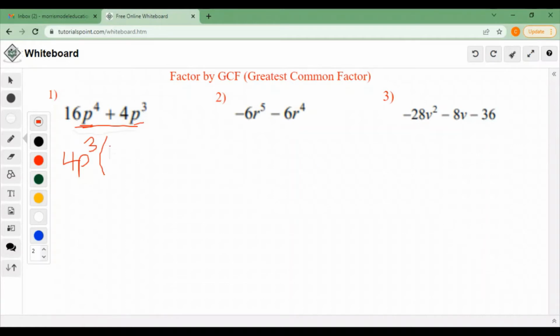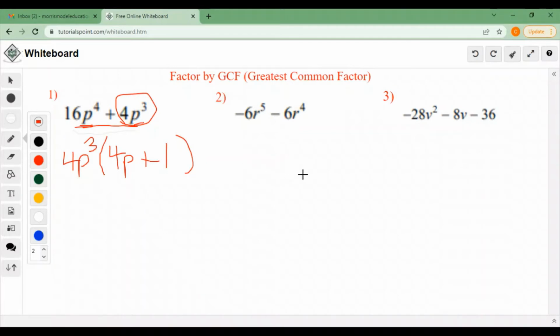But remember, this equaled 4p. 16p to the fourth divided by 4p to the third was 4p. Now we're going to simply take the next term. That's 4p to the third divided by 4p to the third. Well, that's the same thing divided by the same thing. Anytime you take a number divided by itself, or even a term divided by itself, it always equals 1. It's a positive 1, so I say plus 1, right?